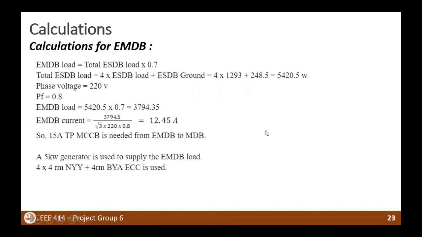Now we are in the calculation for EMDB. Here we see the total EMDB load is 3794.35 watt and the corresponding current is 12.45 ampere. So a 15 ampere TPMCCB is needed from EMDB to MDB. And here 4 into 4 RM NYY plus 4 RM BY ECC wire is necessary.